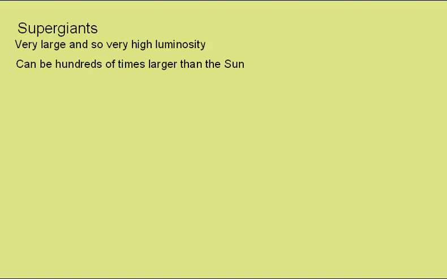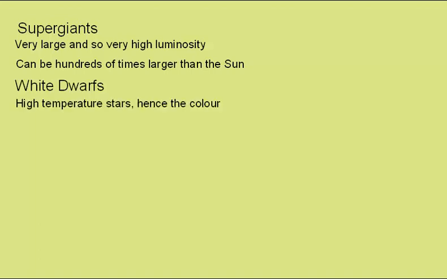The supergiants. Well, these are very large stars and so have an extremely high luminosity. They can be hundreds of times larger than our Sun. And the white dwarfs. Well, these are high temperature stars, giving them the white colour, but have a low luminosity as they are small.